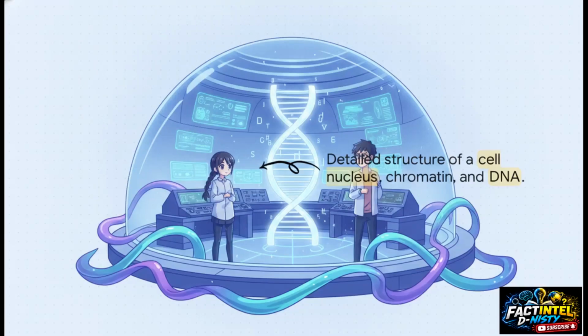Right in the center, acting as the ultimate control room, is the nucleus. This is headquarters. It houses our genetic material, our DNA, wrapped up into chromosomes. It basically acts as the master blueprint, dictating exactly what the cell is and what it does.